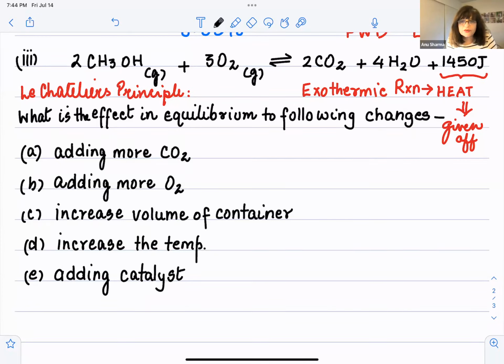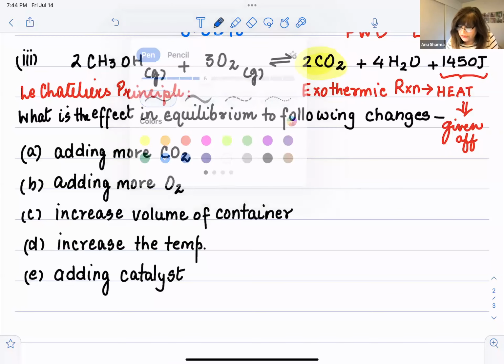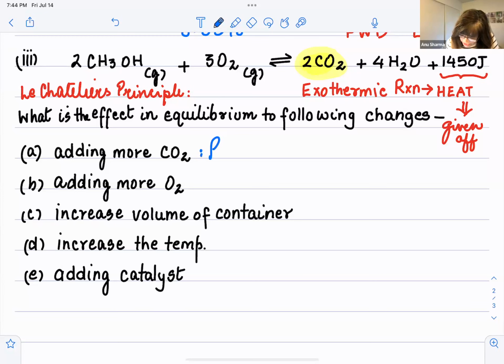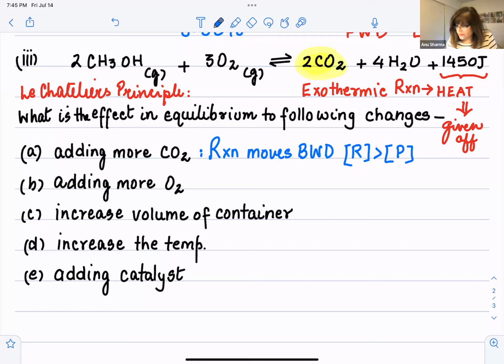So if you add more CO2, now every time wherever you apply a stress or a change, you will see the response on the opposite side. So if you add more of the CO2, the reaction is going to move backward. So the change is always on the opposite side. And when the reaction moves backward, that means the concentration of the reactants is more than the concentration of the products. Okay, so that's one piece.